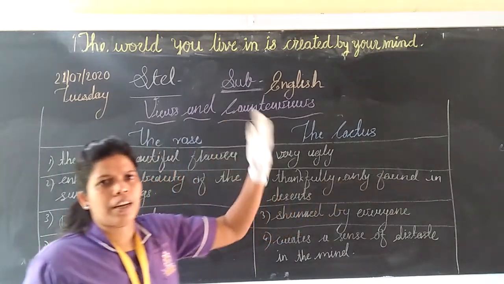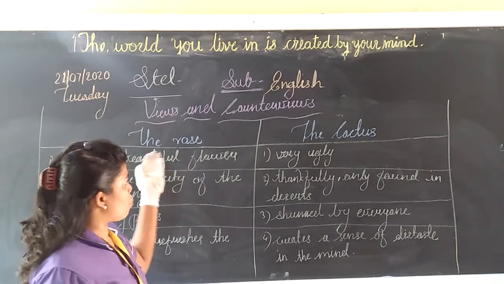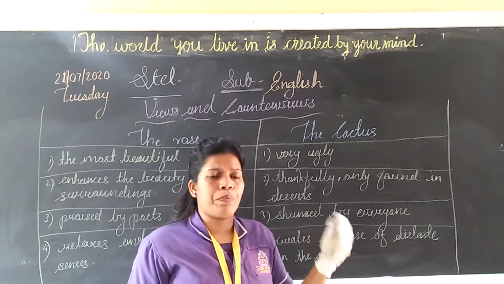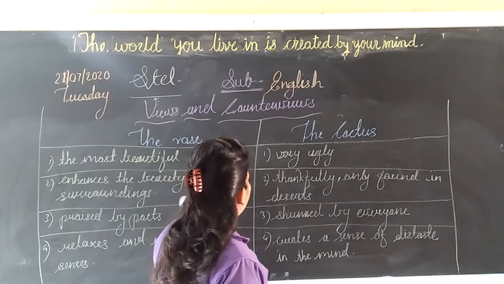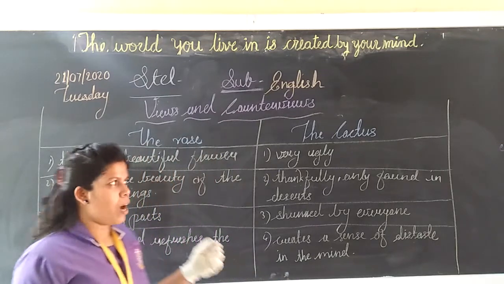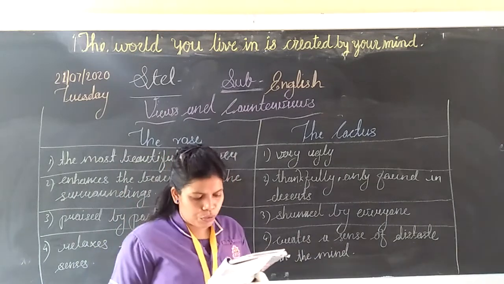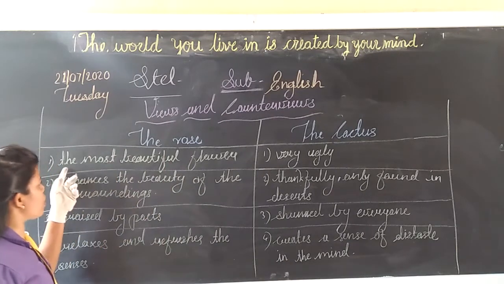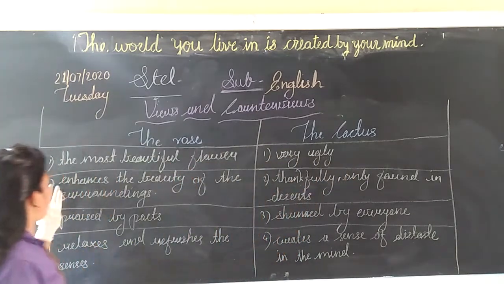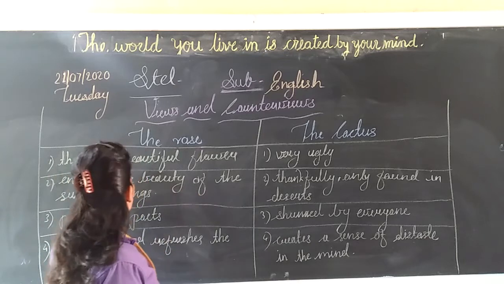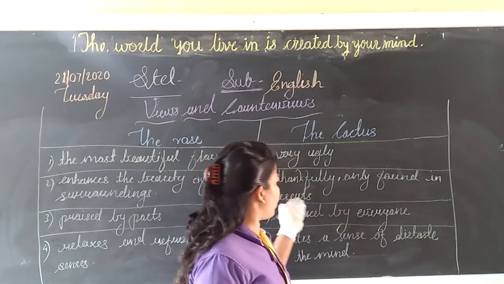The cactus you mostly see in the desert, and if we compare both, we will think that the rose plant gives beautiful flowers, but the cactus is not like that. But still, how both are useful, and how one is more useful than the other, we are going to see in this views and counter views. First I will read the points. The rose, the most beautiful flower, and the cactus, very ugly. Second point, enhances the beauty of the surroundings, and the cactus is, thankfully, only found in the desert.